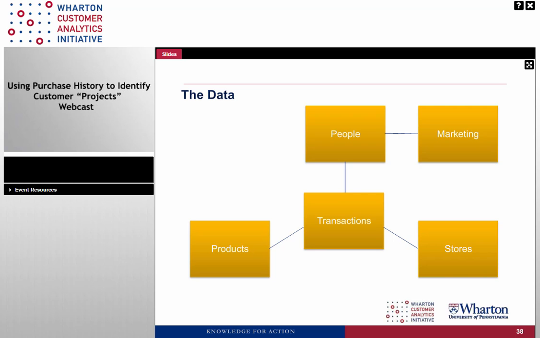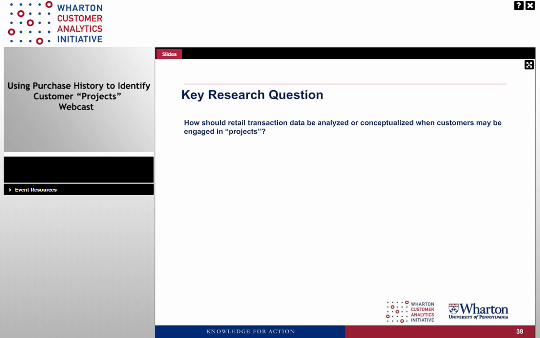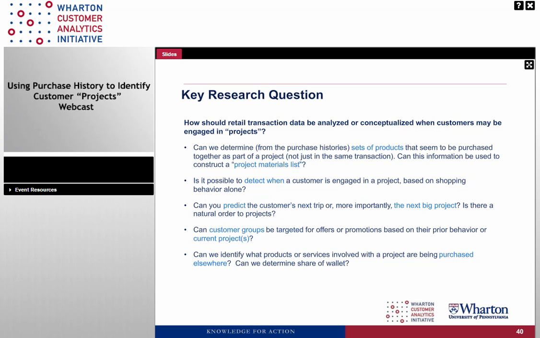Okay, moving on, I would like to just reiterate again the key research question that we're looking to answer: how should retail transactions be understood or analyzed when customers may be engaged in projects? And that leads to these sub-questions. Can we determine what sets of products? Can we make a project materials list? What can we detect when they're in a project, given that they won't always be involved in a project? Can you predict a customer's next trip, or more importantly, the next big project?